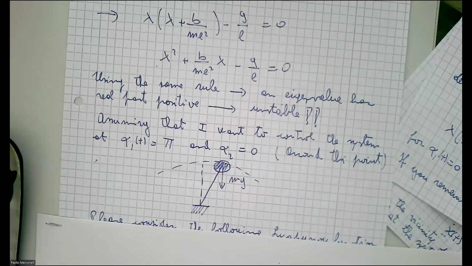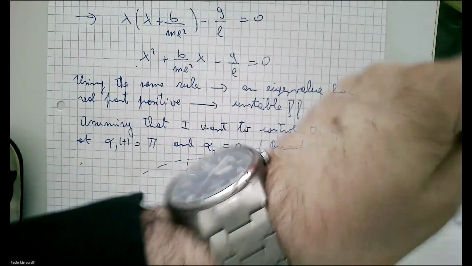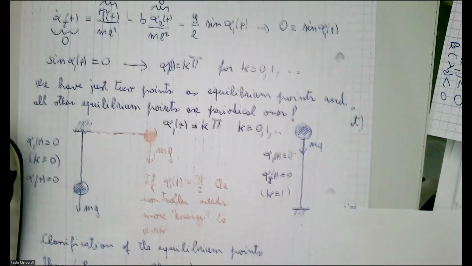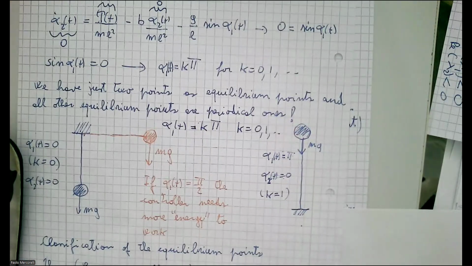Now, second theory. We have seen that one equilibrium point is asymptotically stable. We discussed a lot about that. And another one is unstable. This does not mean that it is not possible to control. This unstable equilibrium point is the vertical one. Of course, it is possible to control, at least theoretically.